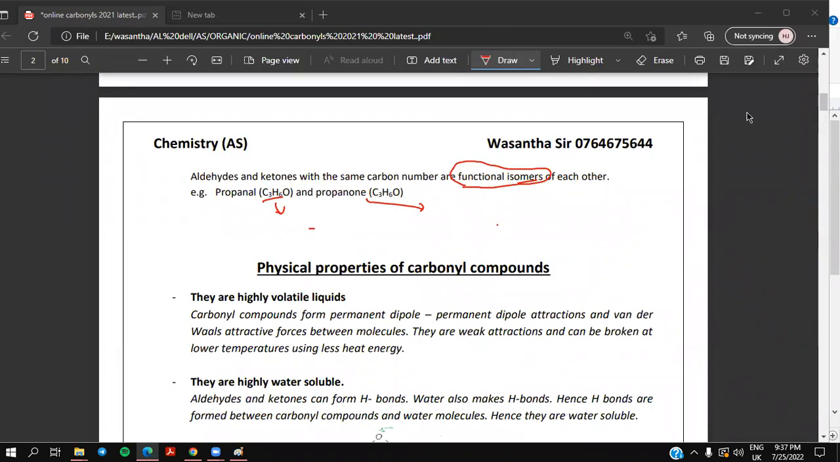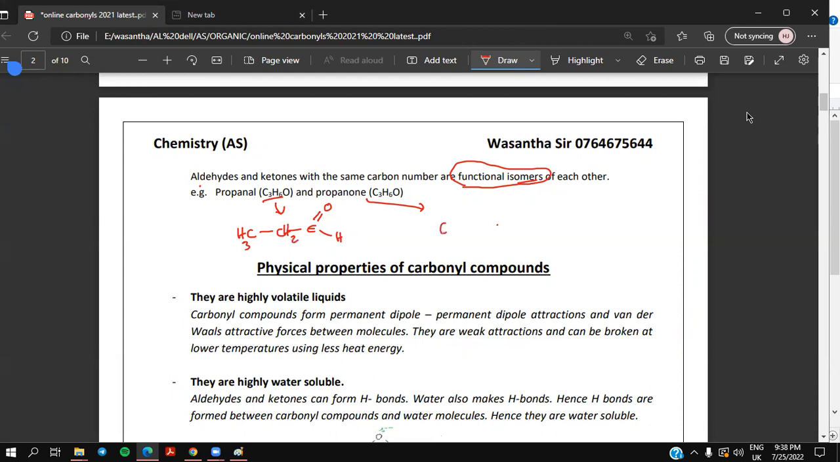This sentence shows that aldehydes and ketones with the same carbon number are functional isomers. So we are supposed to do the structure for propanal and propanone. We'll do it. Propanal means 1, 2, 3 carbon atoms. Propanal means in a corner carbon we have the aldehyde functional group. This is CH3, CH2.